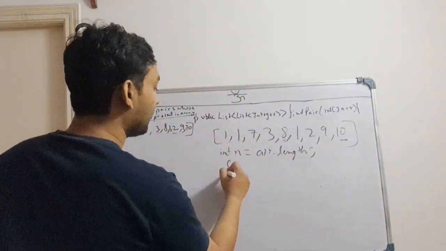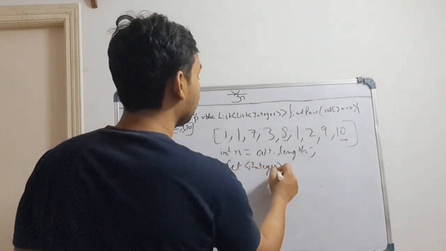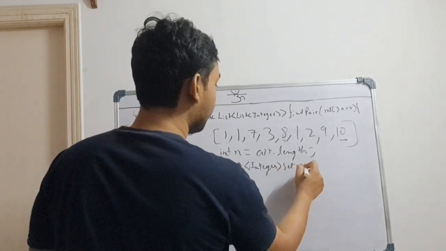Then what do we have to do? We have to take a set. Okay, a set of integers, these are integers only, right? Set of integers, set equal to new HashSet.